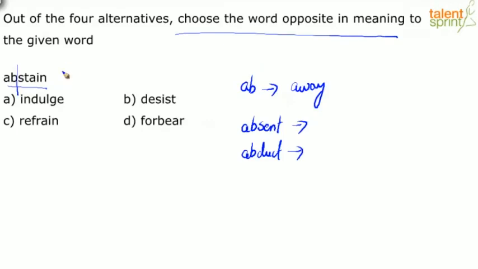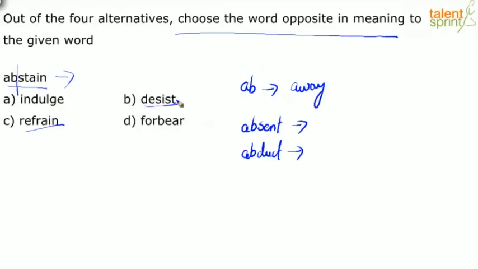So, again, let's look at our options here. I have indulge, I have desist, I have refrain, I have forbear. Okay? Refrain is an easy word, right? It's not a difficult word. When I say refrain, I'm resisting from doing something. I'm keeping away. I'm refraining from that. Maulik, we're looking at the opposite in meaning. Refrain is actually giving me the same meaning as abstain. When I'm abstaining from something, I'm refraining from doing that.